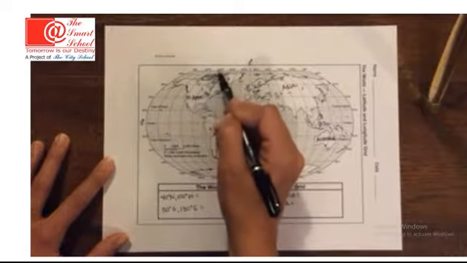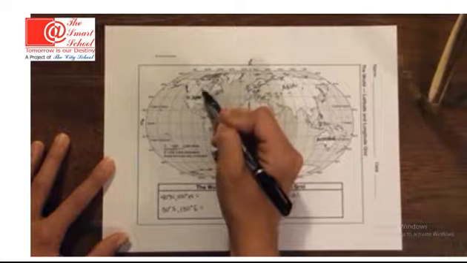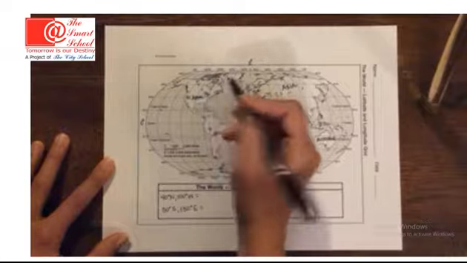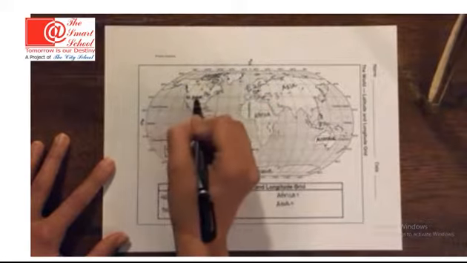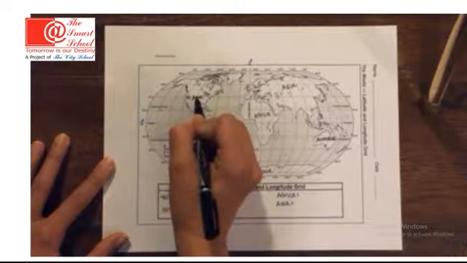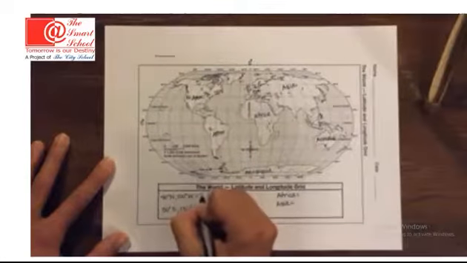Take note on this globe, that line curves. So I want to make sure I follow it down along the curve to where it meets with 40 degrees north. And I'm right here in North America. So for that one, we can put North America.